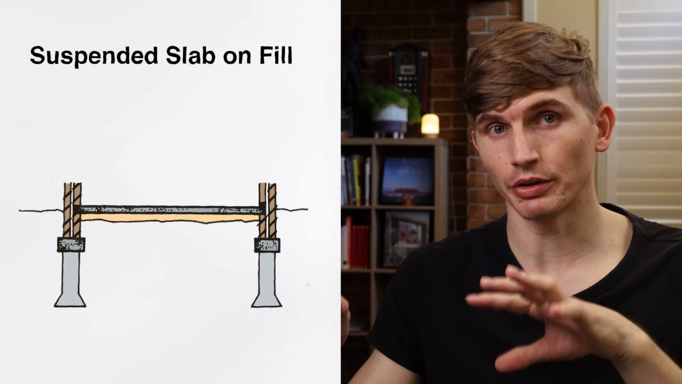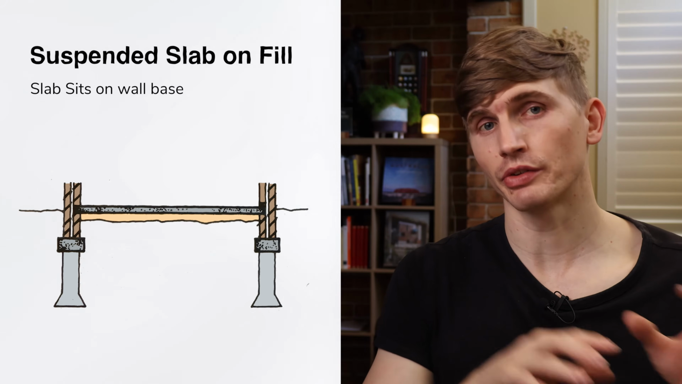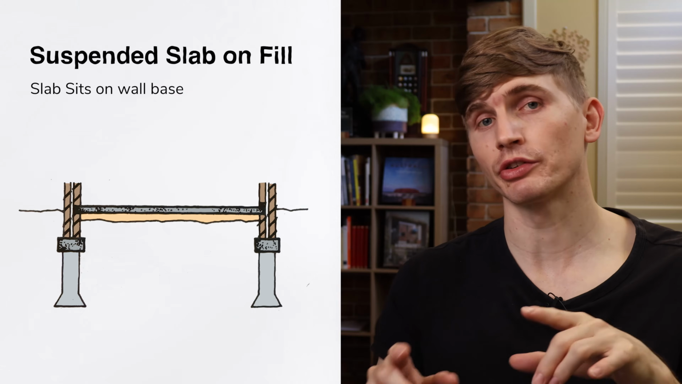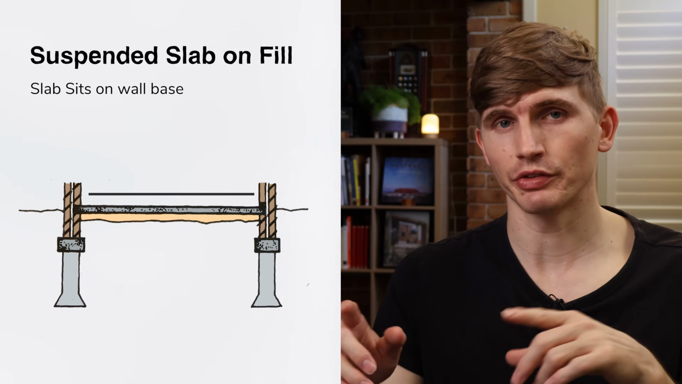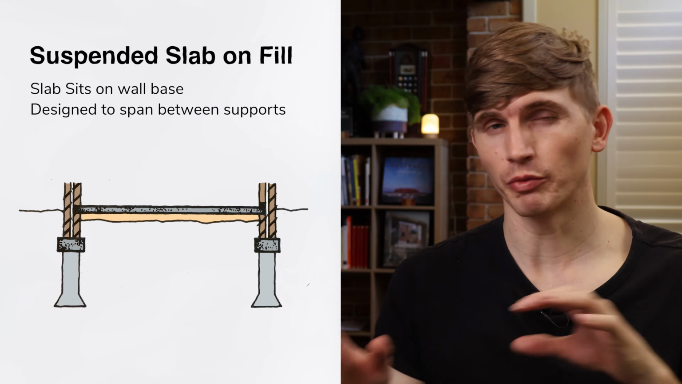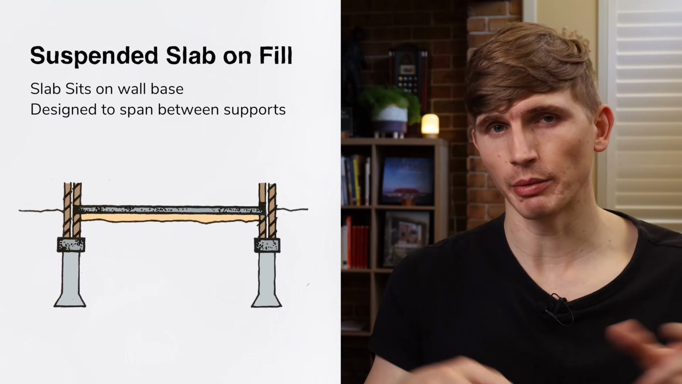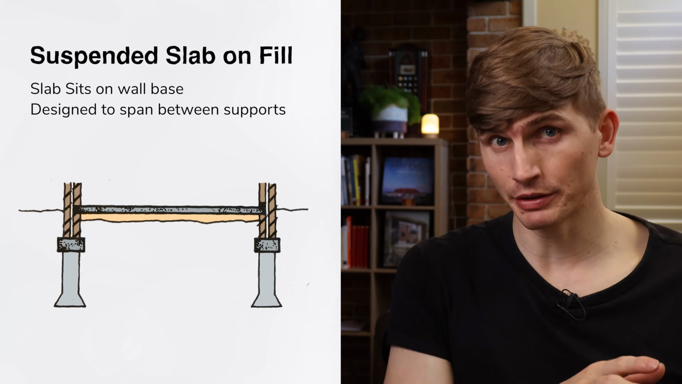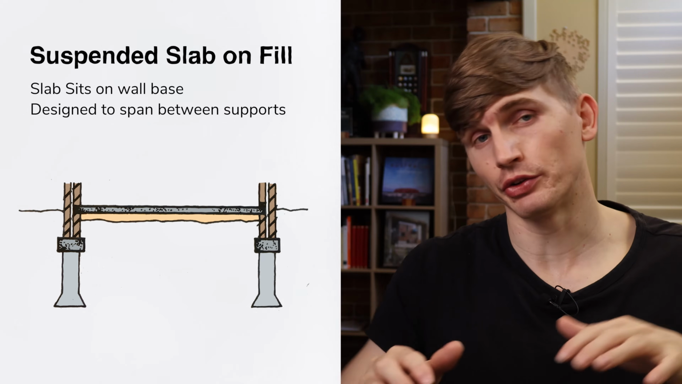Now onto suspended concrete slabs on fills. This method of constructing concrete slabs has all the simplicity of the floating slab method, but the slab sits on top of the wall base rather than in between them. This slab is reinforced to span the distance between the supports. The filling is generally of poor quality, unconsolidated fill, which will settle away from the underside of the slab with time. However, as the slab is suspended, the result is a simple to construct concrete floor in which all the building loads are transferred to the footings.